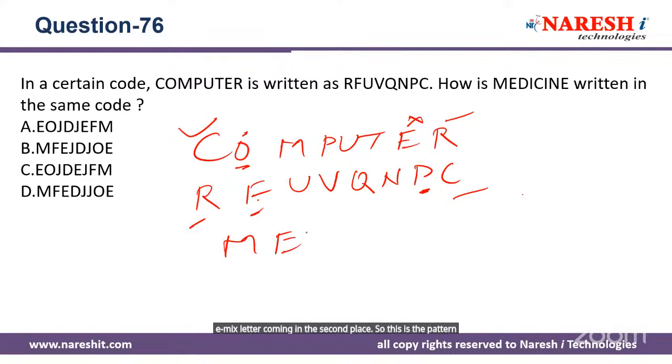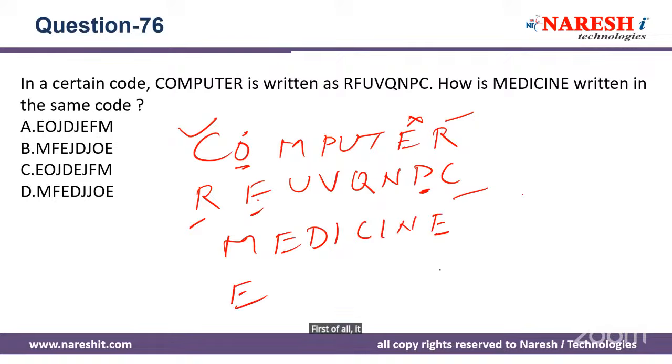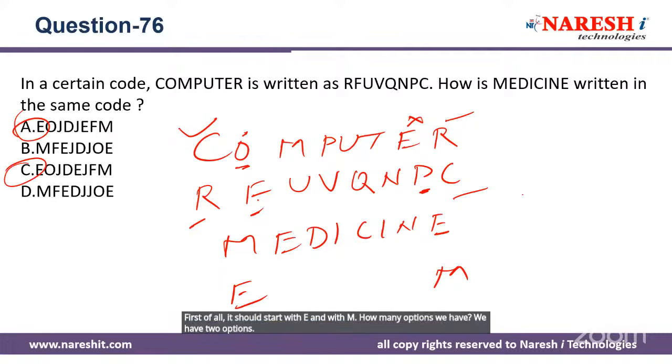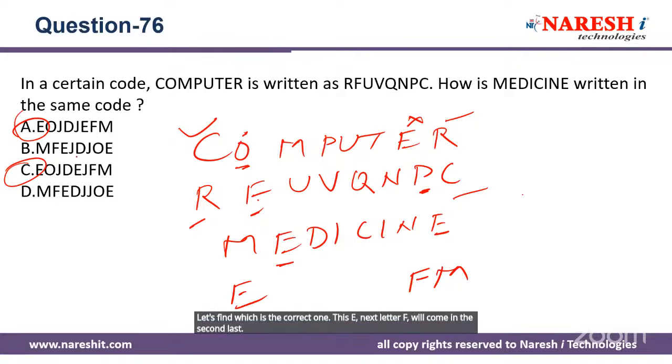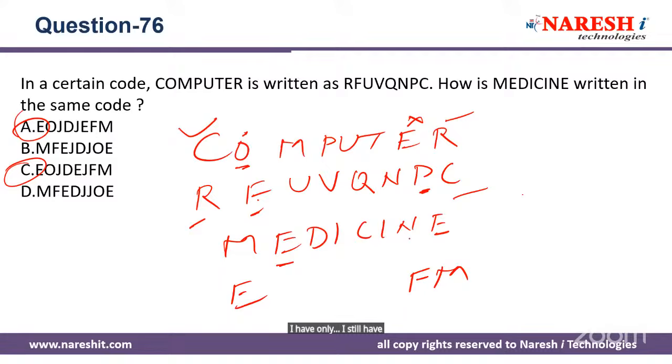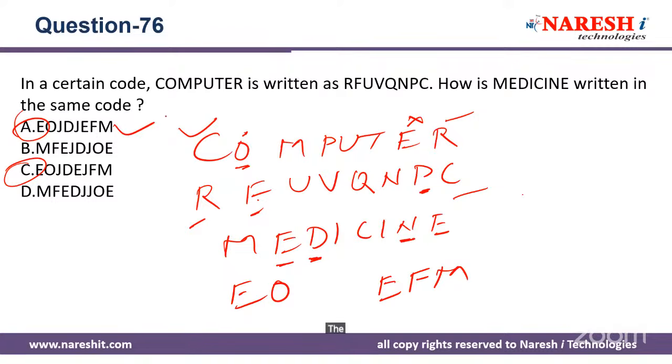We need to find it for MEDICINE. First of all, it should start with E and end with M. How many options do we have? We have two options. Let's find which is the correct one. This E, next letter F will come in the second last. I still have two options like that. N's next letter should come in the second place. O, till A and C. D's next letter E will come here. So the last three should be E, F, M. So option A is correct.